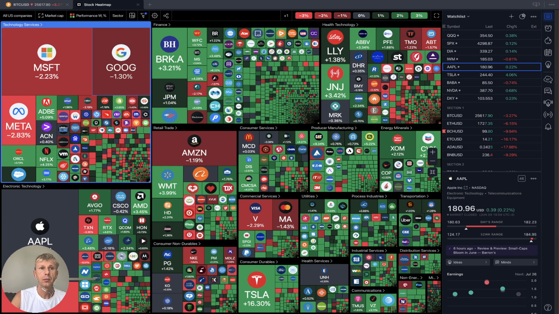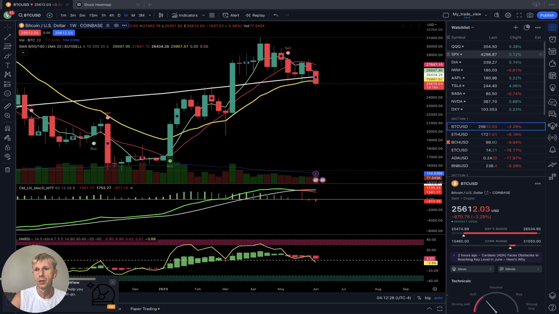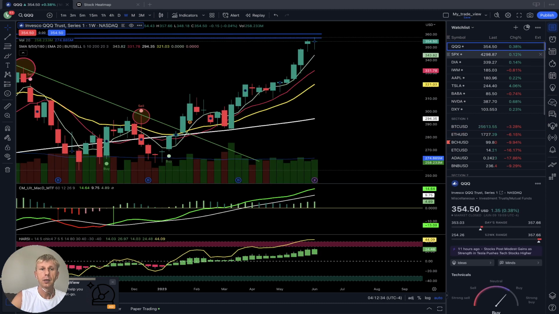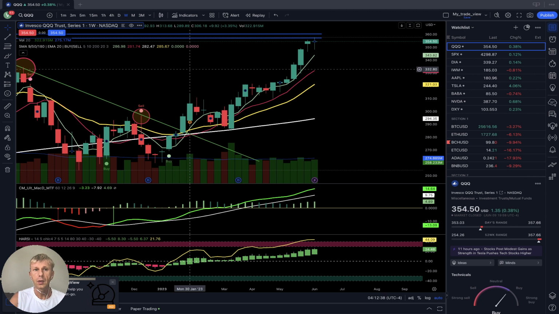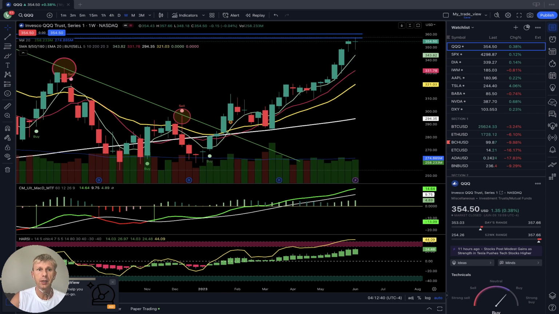Okay, let's move now to the watch list and start the technical review. Let's start from QQQ, on the weekly time frame. Remember, I don't trade on a weekly or monthly time frame. I trade swing trading. I'm using the 4 hour or daily time frame for entry and exit positions, but I do monitor weekly, monthly, and quarterly trend direction. That's the purpose of this video.